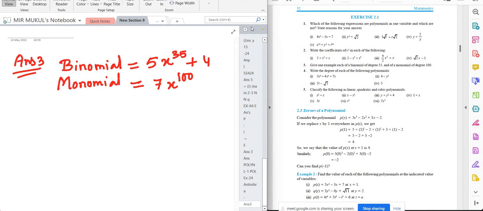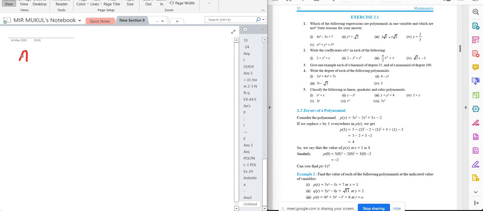Okay. Now, next question. Question 4. Write the degree of each of the following polynomials. Quickly you will tell. Number 1. Naima. Degree.